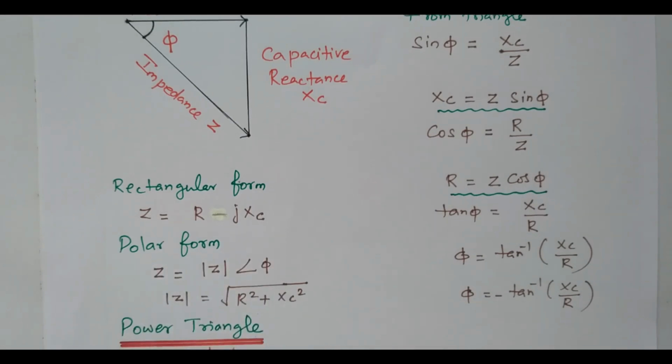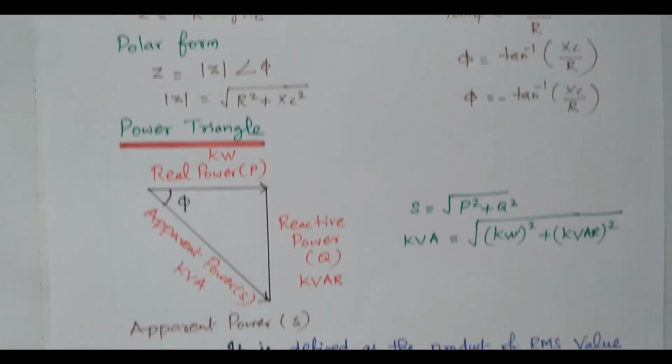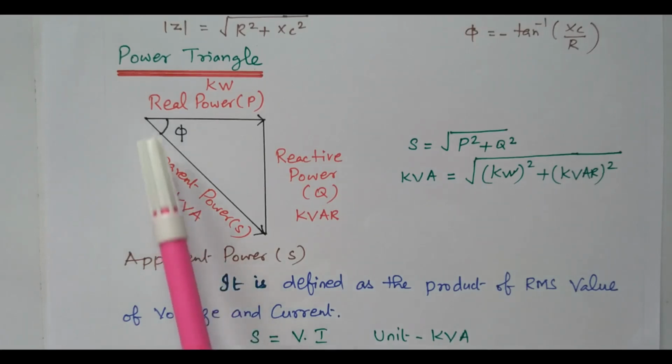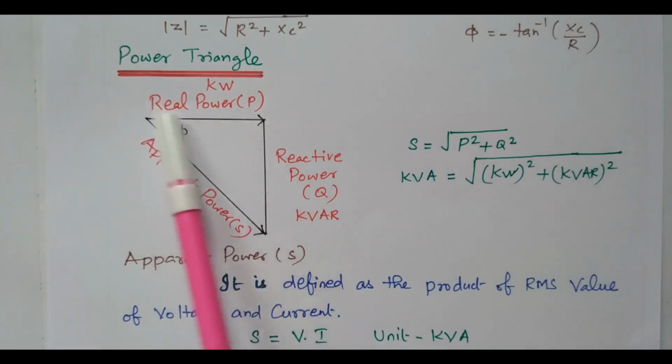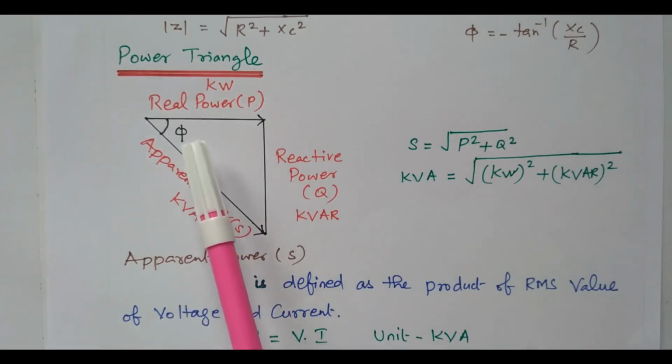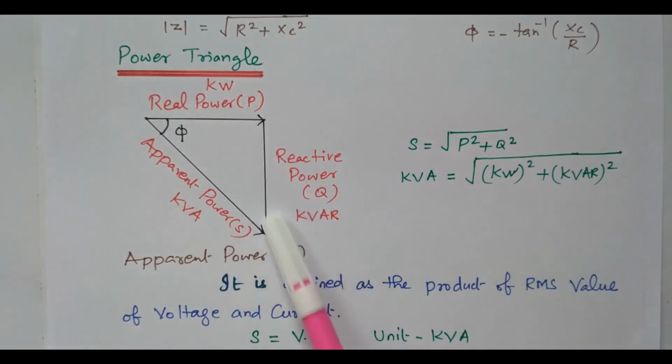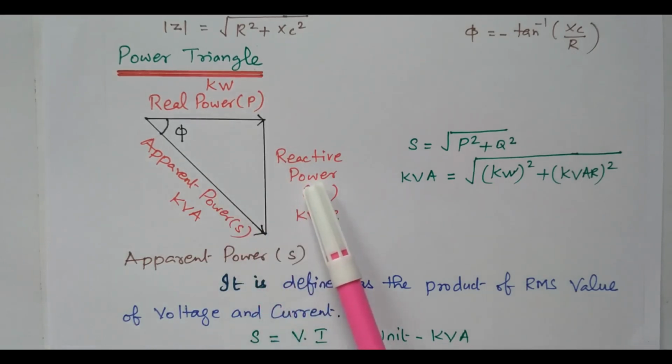Now we'll go to the power triangle. Based on this we can analyze the power triangle. In the power triangle we have three different powers available. The real power is also called active power, actively utilized in the circuit. Its term is P, the unit is kilowatt. Another one is reactive power, not consumed but it reacts with the circuit. Some power required to initiate the circuit is called reactive power. This term is Q, kVAR.